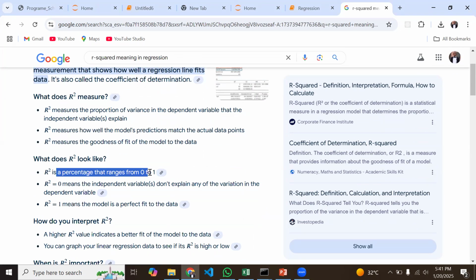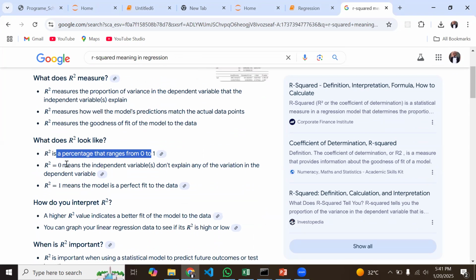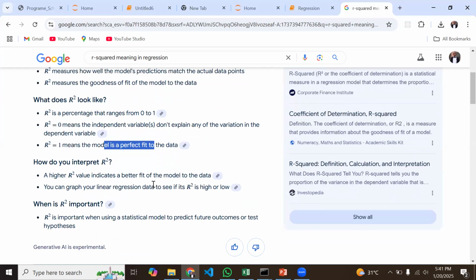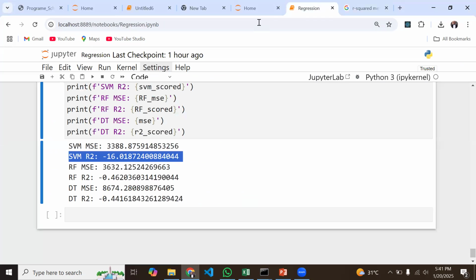So it is a percentage of a range between 0 and 1. Now, R squared of 0 means the independent variables don't explain any of the variation in the dependent variable. And if it is 1, it means that it is perfect. So over here, the closer we are to 1, the better for us. So it is almost like a counterintuitive nature in terms of how the mean squared error works, because with the mean squared error, the smaller the better, but this one is almost as if the bigger, in this case, the better.